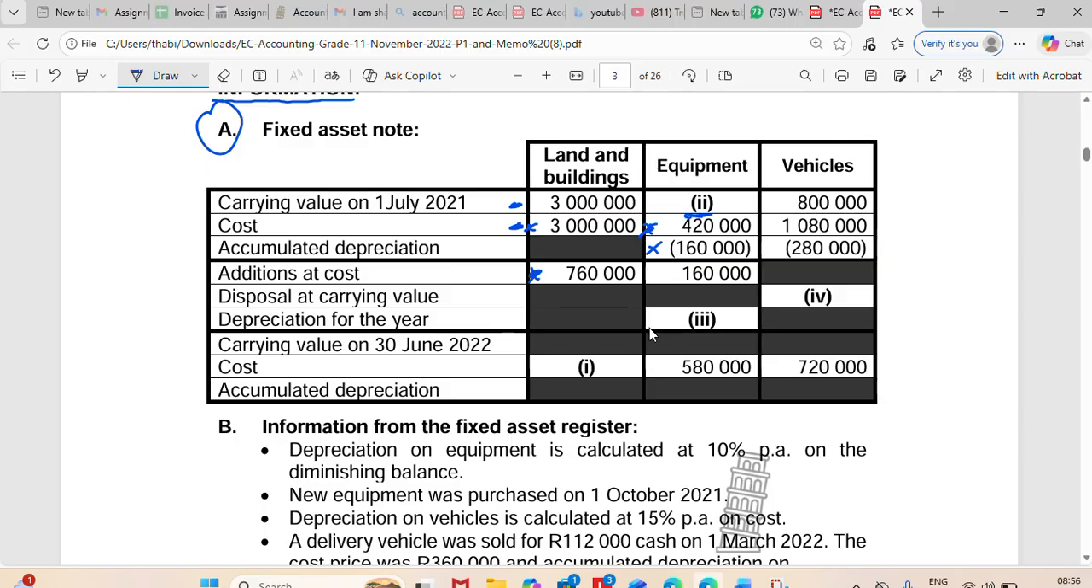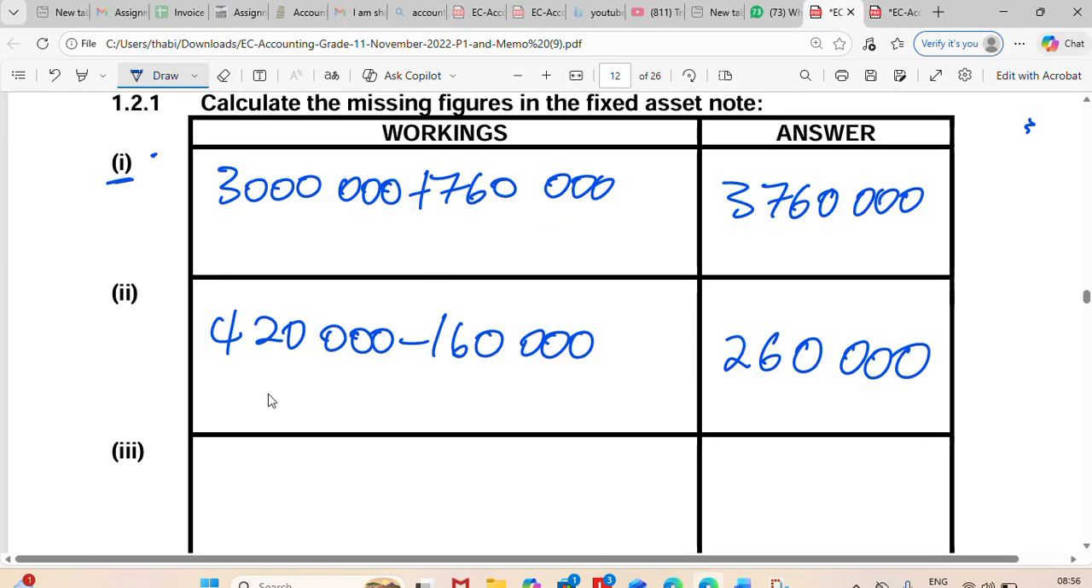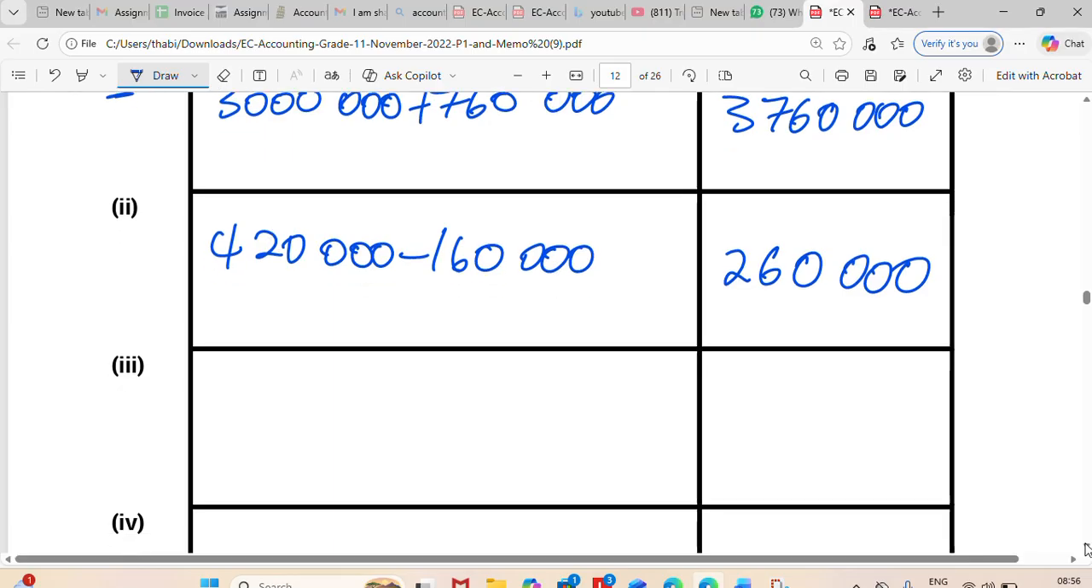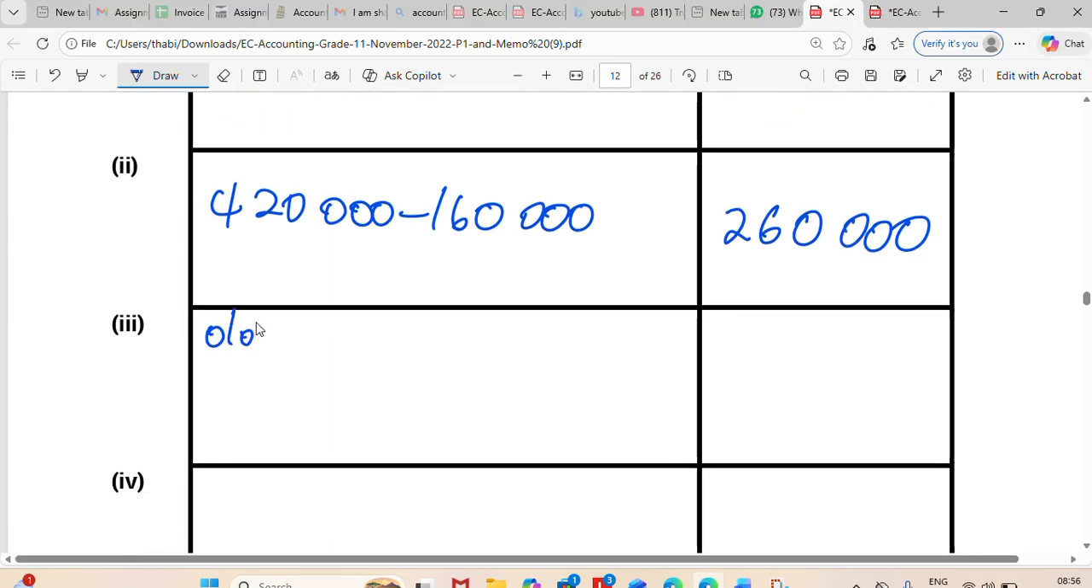Roman figure number 3. We're still on equipment. We want the depreciation for the year. So as you can see with equipment, let's check. Here's the cost price at the beginning of the year. Under movements, we have additions, which means equipment was bought during the year. It was how much? 160,000. Now we want the depreciation for the year. Since we have additions and also old equipment, this is what we need to do. On our side, Roman figure number 3, we're going to have old and also new.